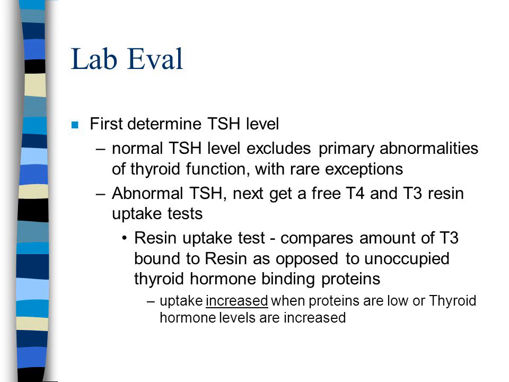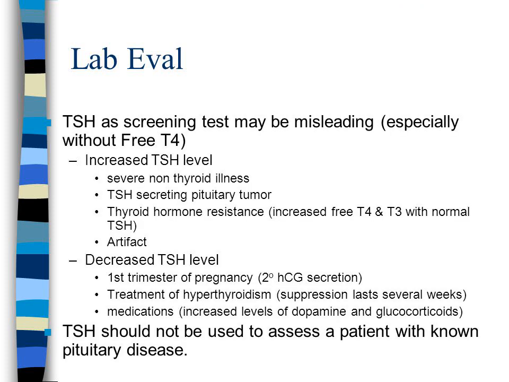Lab evaluation: first determine the TSH level. A normal TSH level excludes primary abnormalities of thyroid function, with rare exceptions. If TSH is abnormal, next get a free T4 and T3 resin uptake tests. The resin uptake test compares the amount of T3 bound to resin as opposed to unoccupied thyroid hormone binding proteins. Uptake is increased when proteins are low or thyroid hormone levels are increased. TSH screening test may be misleading, especially without free T4.